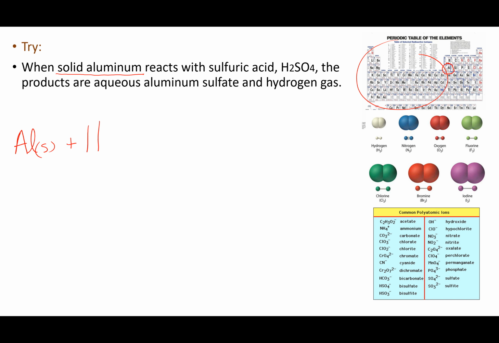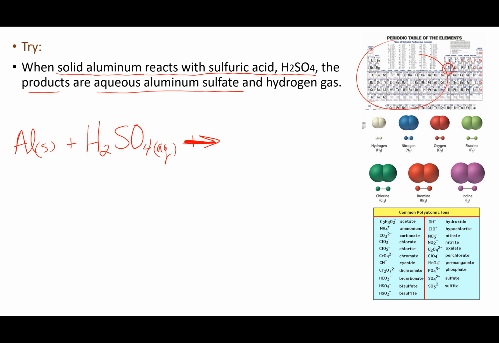Remember when we were talking about different things to watch out for when writing chemical equations? Acids and bases typically, unless you're starting to deal with organic compounds, are going to be aqueous. Typically, they're going to be dissolved in water. So solid aluminum reacts with sulfuric acid. The products are aqueous aluminum sulfate. Now, product, so I got to have a little yield sign.